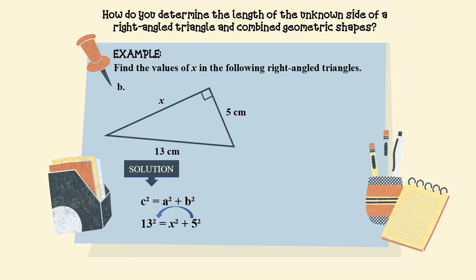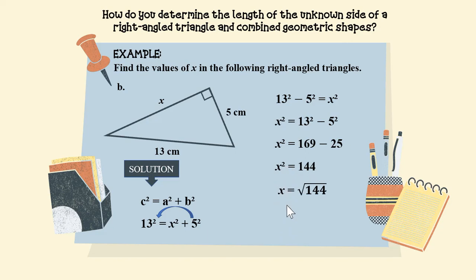And then after that, we move the number to one side, so you will get 13 squared minus 5 squared equals x squared. Then I change the position, putting the variable on the left, so that it is easy for us to calculate. You calculate 13 squared equals 169 minus 5 squared is 25, so x squared equals 144. If you want x only, with no square, we have to square root both sides, or we can write x equals square root of 144. So you get x equals 12 cm.